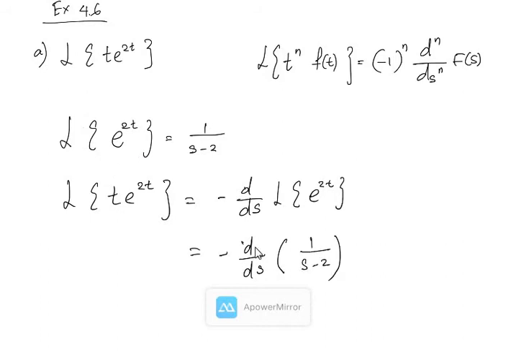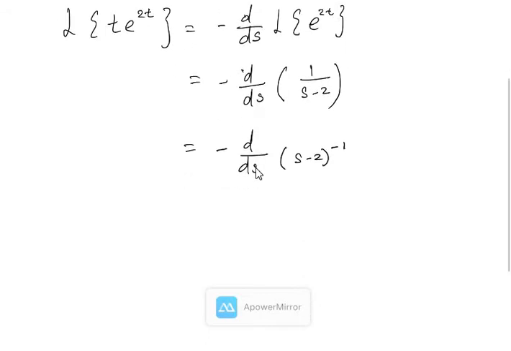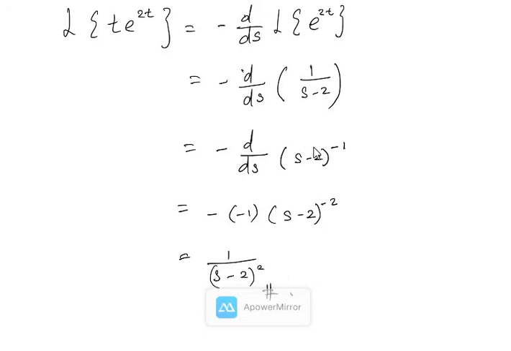Okay, so we need to differentiate with respect to s. So this one I rewrite it. I will get (s minus 2) to the power of negative 1. Okay, this is easy for the derivative. So I differentiate this one. So I get negative 1, (s minus 2) to the power of negative 2. Okay, I differentiate this part. So I get 1 over (s minus 2) squared. So this is the answer.